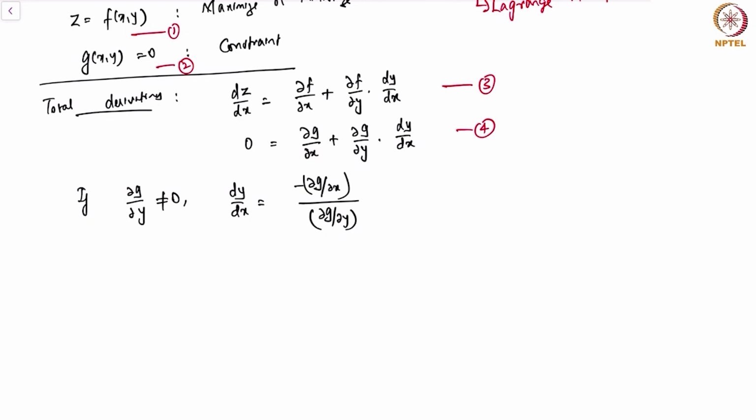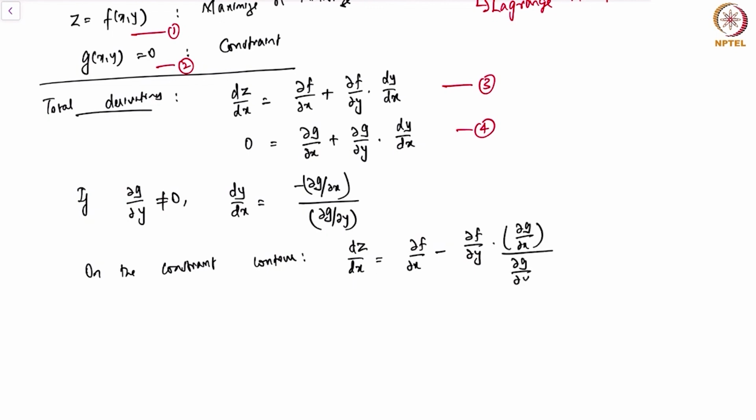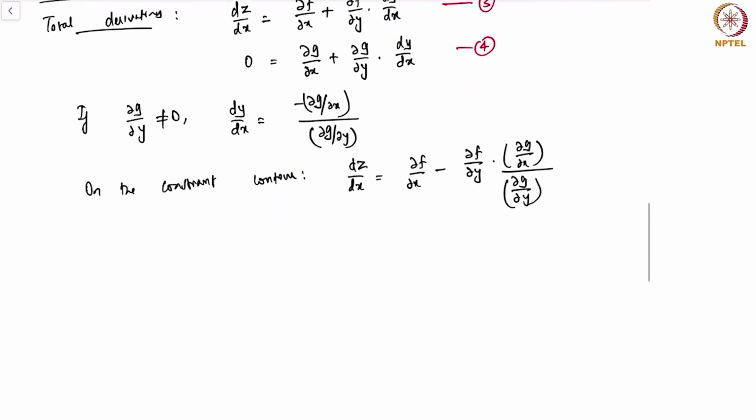Okay, and on the constraint contour, dz by dx, which is what we have already got from equation 3, we just substitute for dy by dx. That will be del f by del x minus del f by del y into this quantity here. What was it? Del g by del x divided by del g by del y. This is what I have, right?